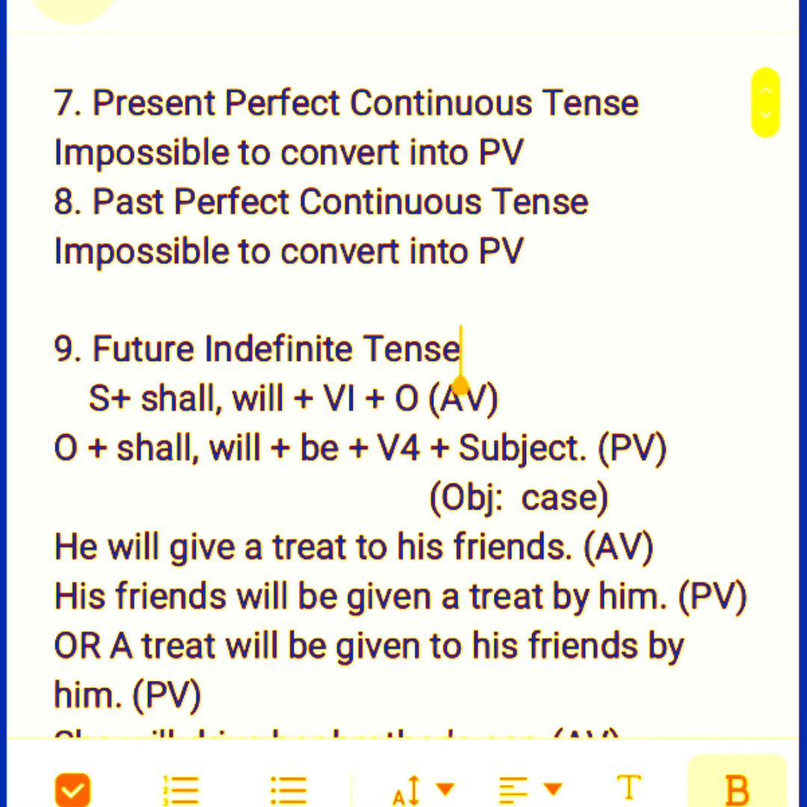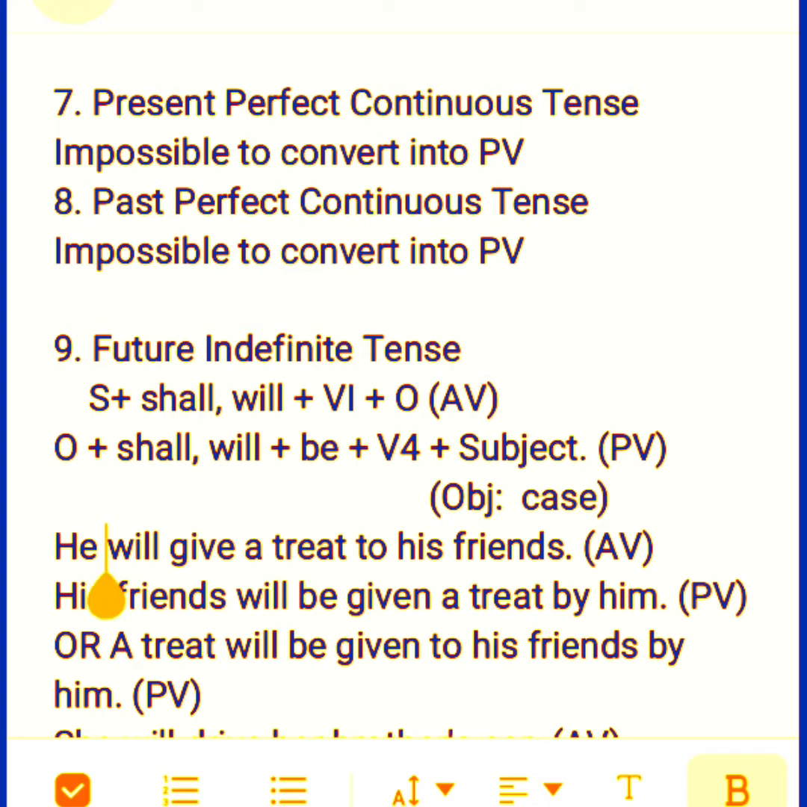At number 9, future indefinite tense. Look at the formula of active voice. Subject plus shall/will plus V1 plus object. Shall and will are the helping verbs of future tense, then the first form of the verb. Look at the formula of passive voice. Object plus shall/will plus be plus V4 plus subject into objective case. Now here we have to add be and the fourth form of the verb. In all the continuous tenses, the fourth form of the verb is used: first form of the verb plus ing.